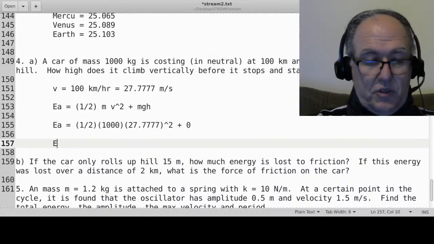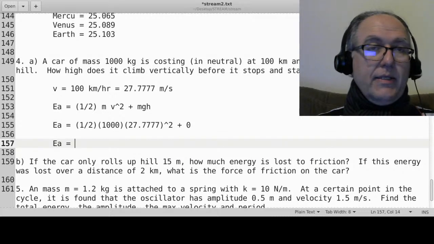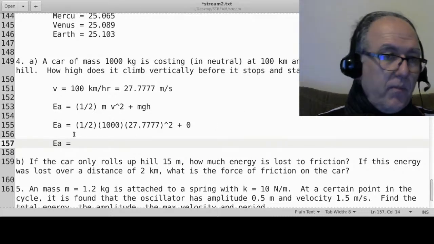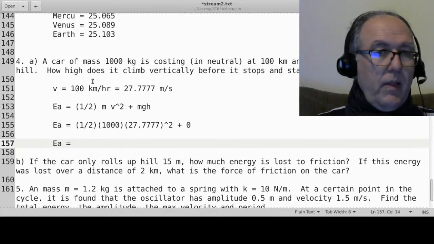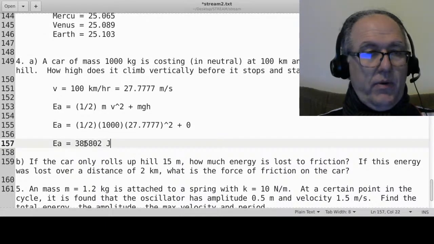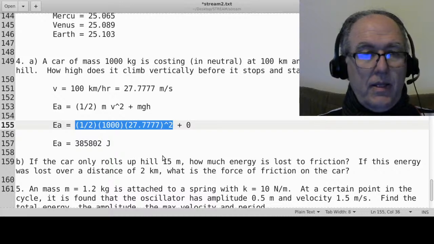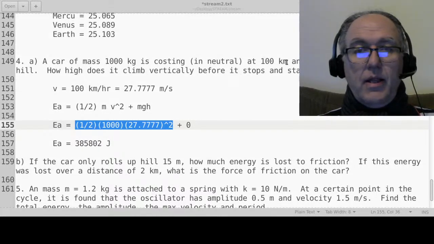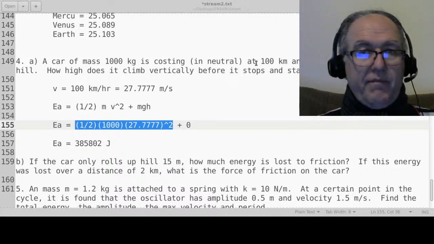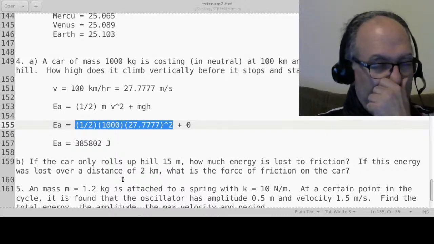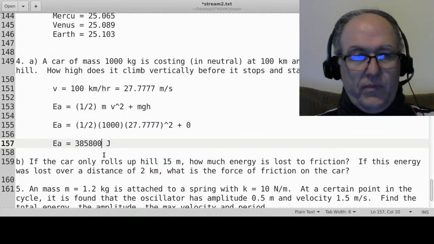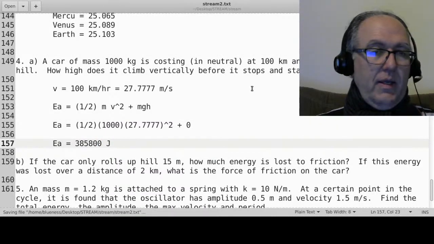So what's that equal to? There's your total energy. I should have that calculated somewhere. I got this number right here. Let me actually check it. Is that right? It's worth checking just to make sure that I didn't make a mistake. 385,800. Yeah, it's slightly off, but it's good enough.